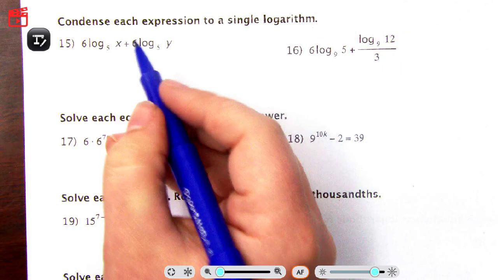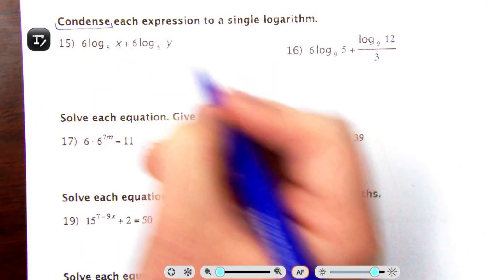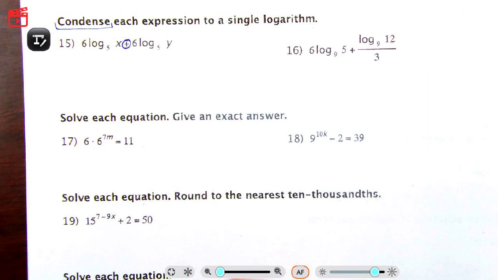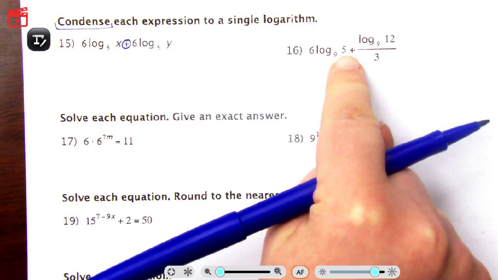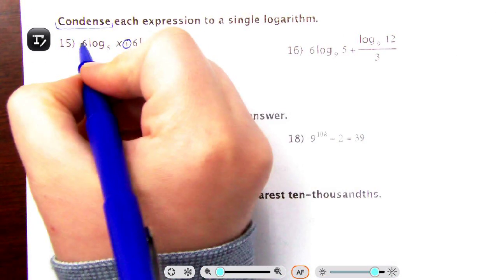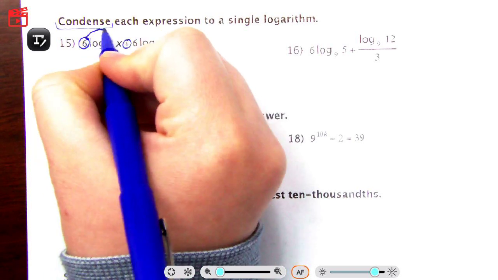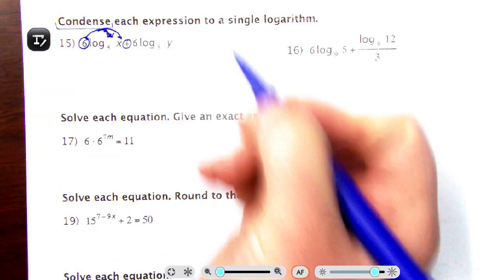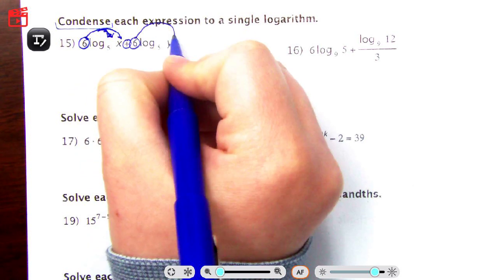All right, now it's asking to condense. Now we're putting stuff together. So if we see a plus between two logs with the same bases, what are we going to do? We're going to multiply. Now if it was subtraction, we would have to divide. Anytime you see a number, you have to put it as an exponent on the x. Anytime you see that number, put it as the exponent.